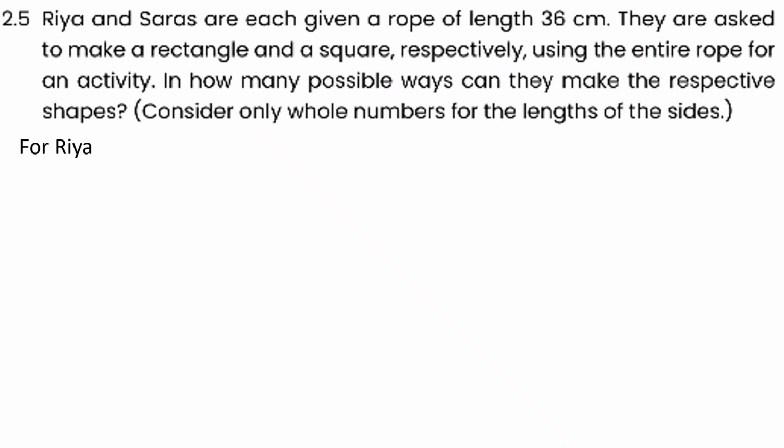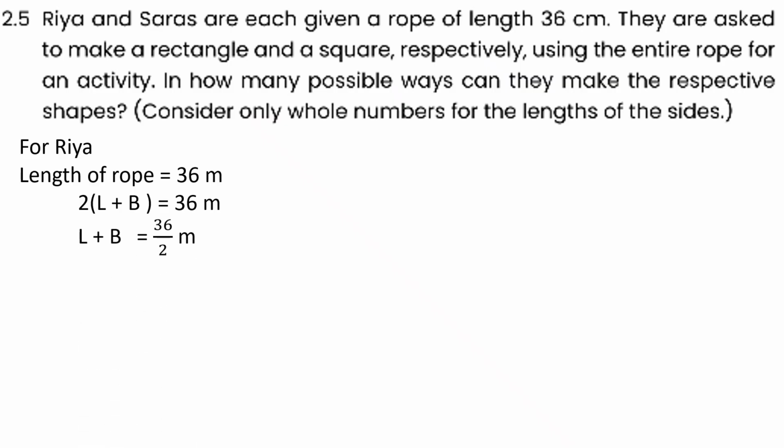So here for Ria, length of rope is 36 meter. So you can write length of rope means perimeter of the rectangle. The formula is 2(L plus B). 2 will come to the right hand side and cancel 36, and the answer will come 18. This 18 is the sum of length and breadth. So if your length is 17, then breadth is 1.